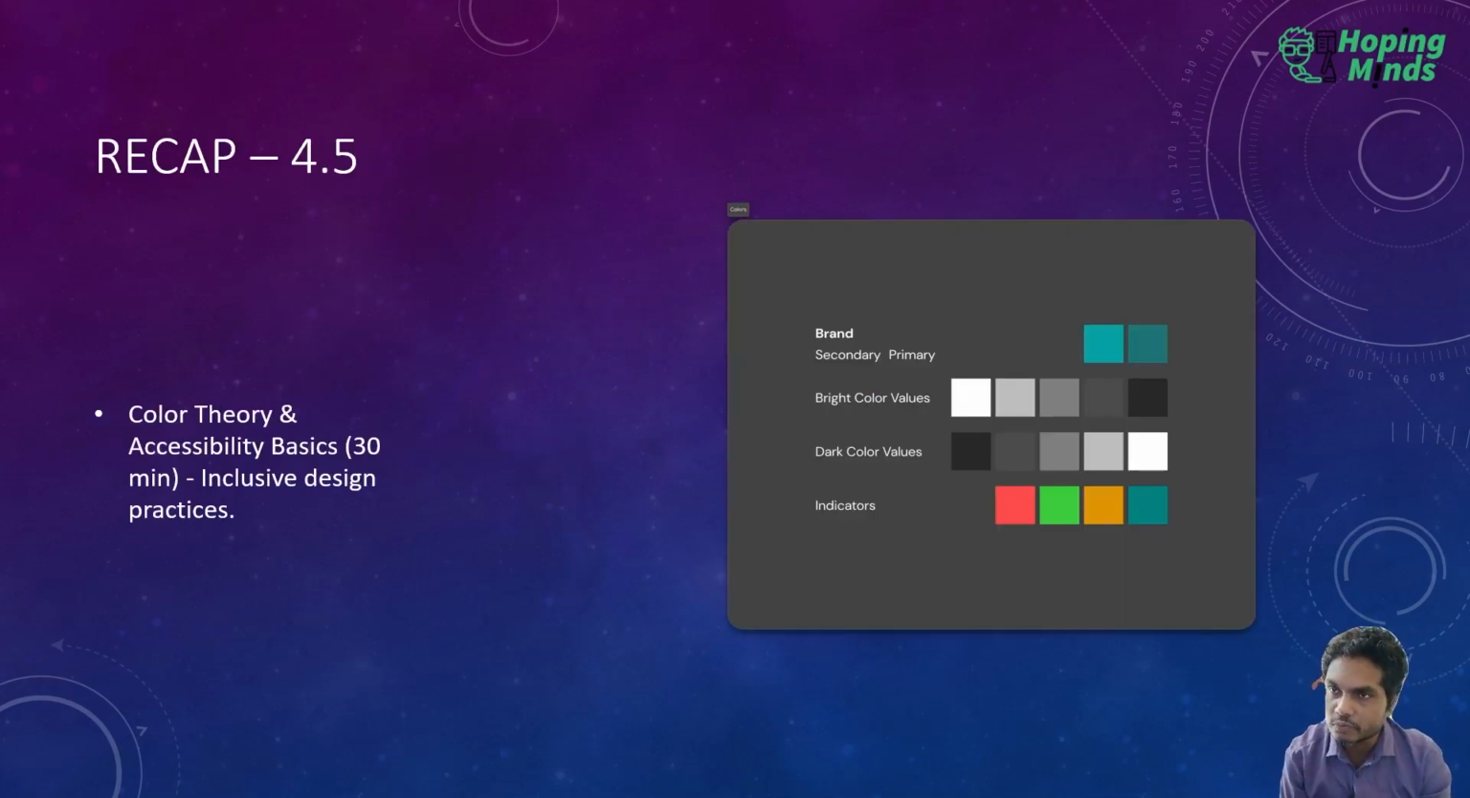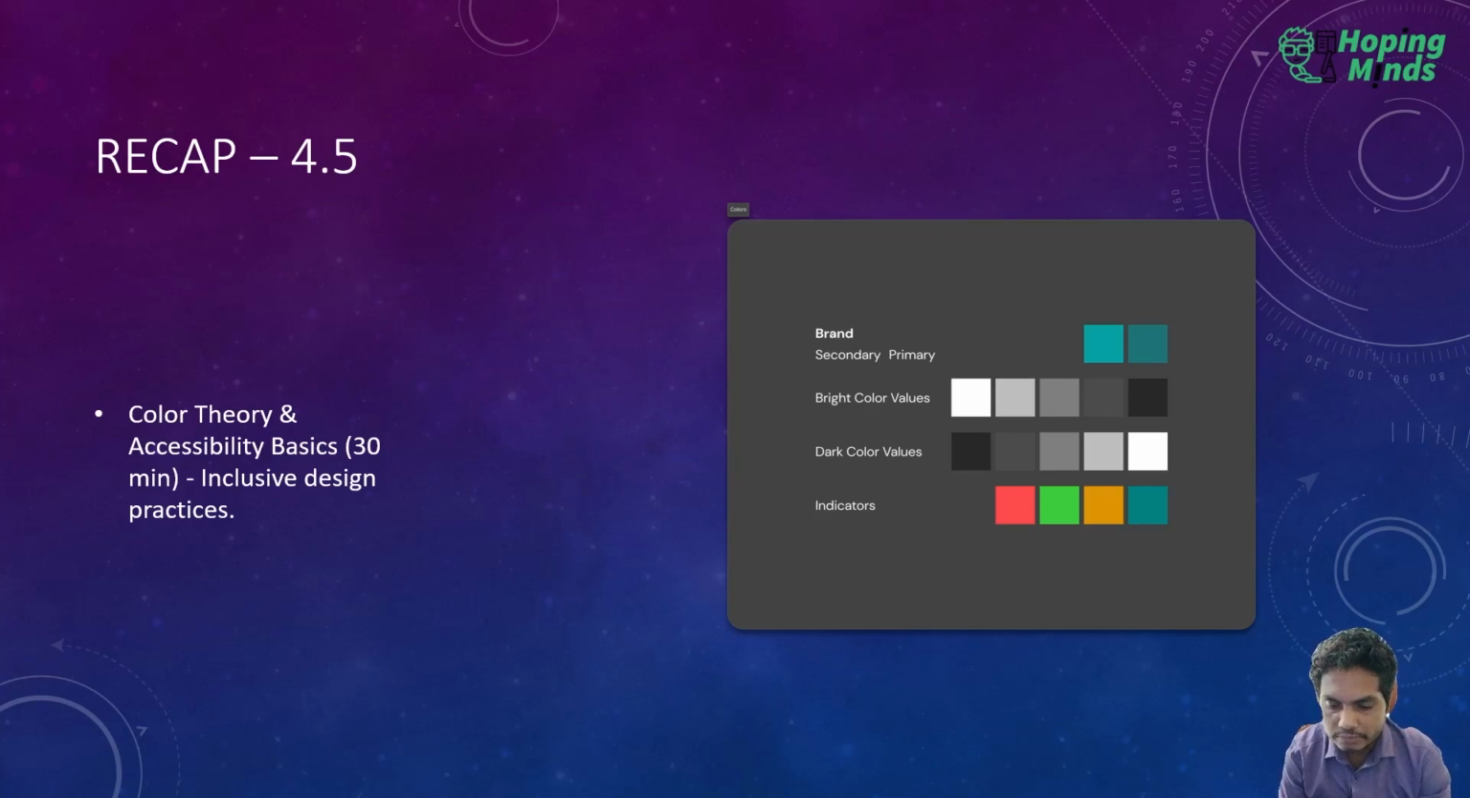We can go back and see what we learned in module 4.5, and what we learned was color theory, accessibility basics, inclusive design practices. So let's discuss these colors. There are specific parameters when you use colors in any kind of design, let it be graphic design, let it be UX design. You cannot just randomly pick any color and start using them as you choose.